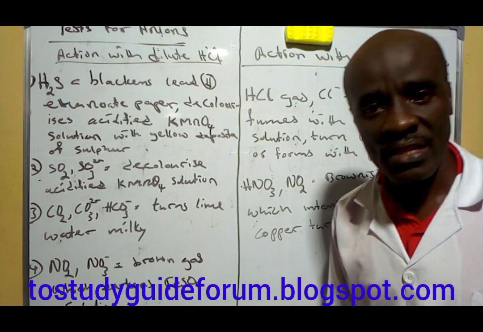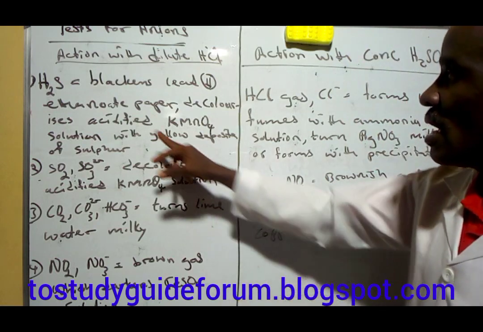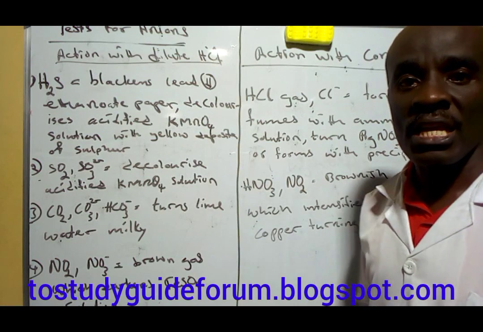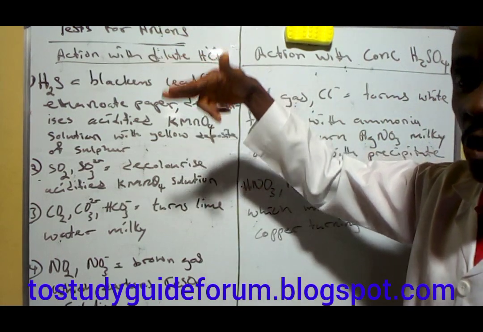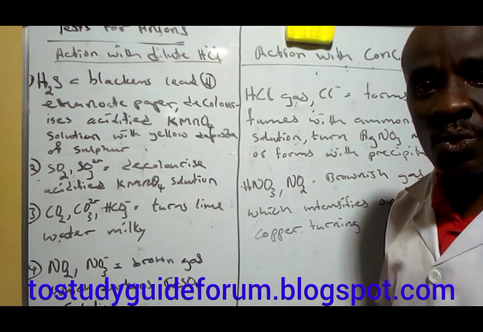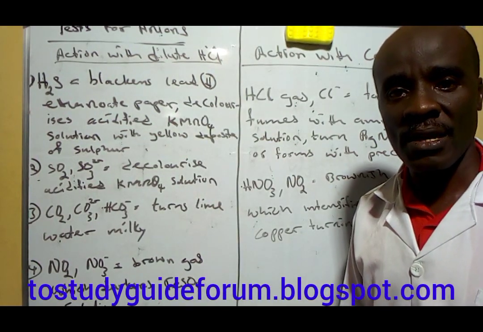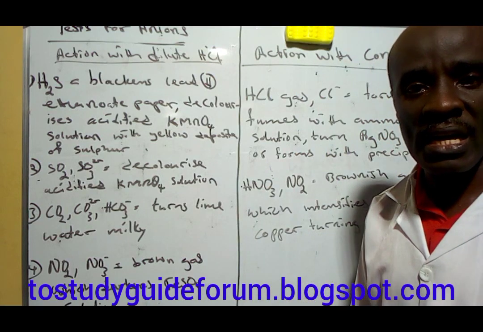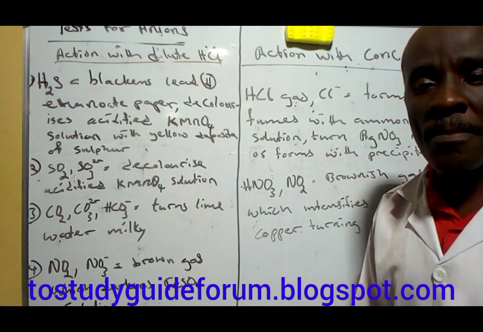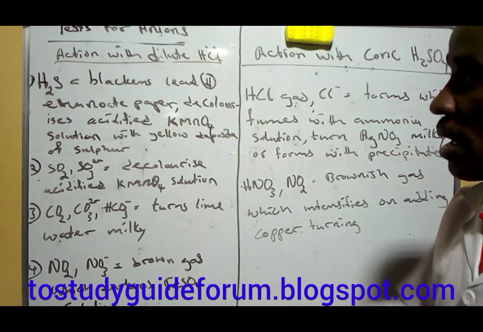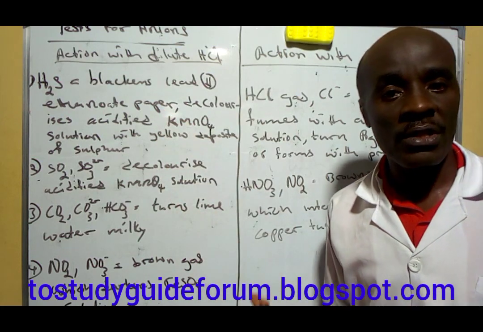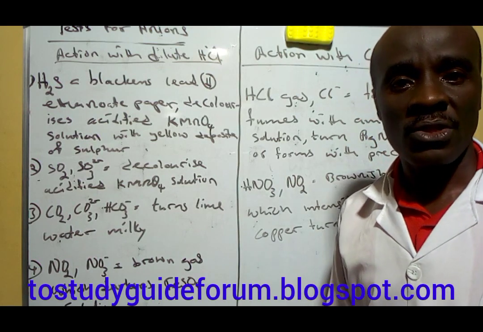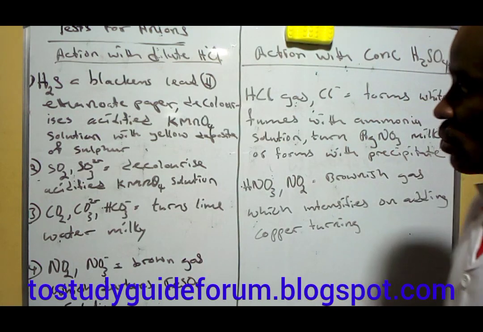And how do we identify this gas? This gas darkens lead ethanoate paper. When you place the paper on the gas, the paper will turn black. That is an indication that the gas you're working with is hydrogen sulfide, which means it is coming from a sulfide. Do you understand? So that is one of the things you should note here.